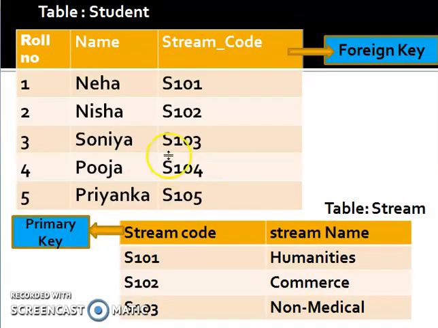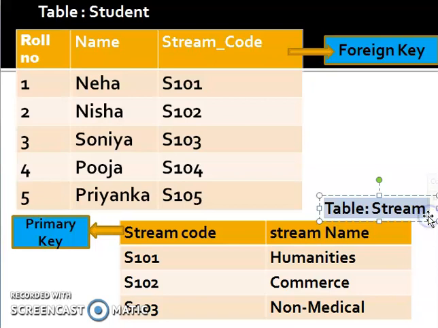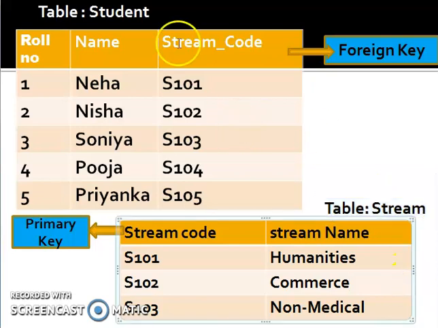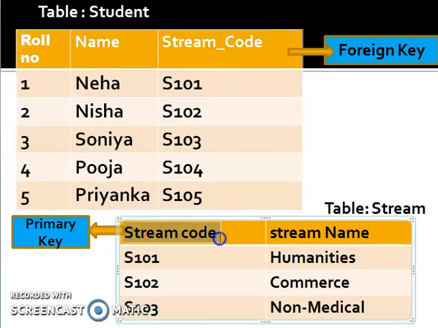For example, here we have two tables: student is the child table and stream is the parent table. In the student table, the stream code is being accessed. The stream code is your foreign key. The student table is your current table and stream code is your foreign key. The foreign key is the key which is derived from the primary key of some other table. Here in the stream table, stream code is the primary key, and it contains the stream codes and the stream names.